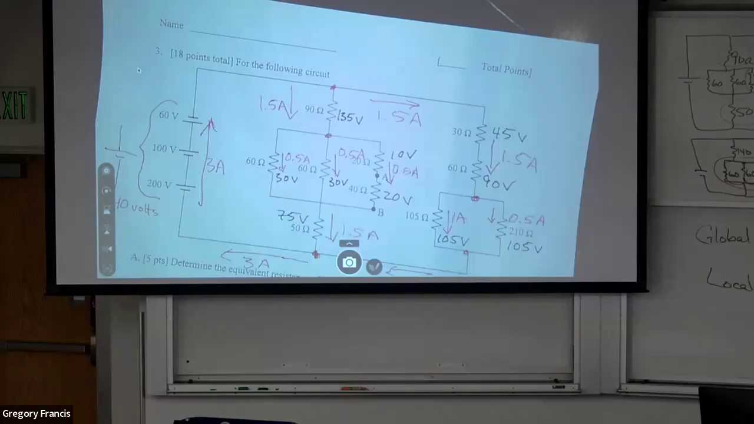Even if I don't ask you to find the current through the battery, even if no points are assigned to the current through the battery, that's always the first step. You can't do the rest of the problem without finding the current through the battery and then being the river and splitting it up at each junction, 50-50 or some other way. Okay.